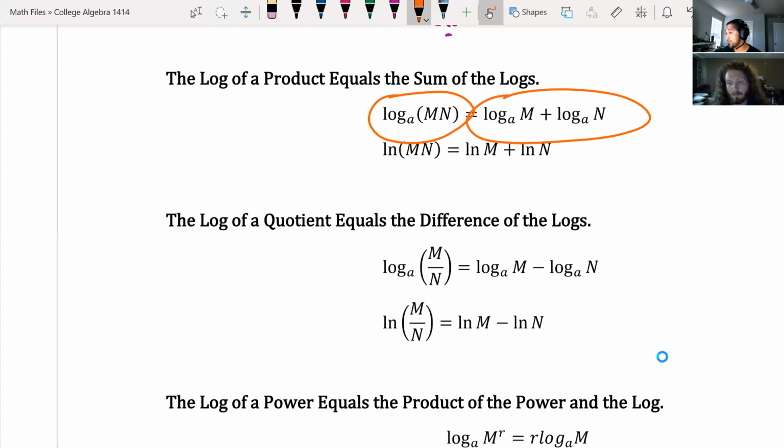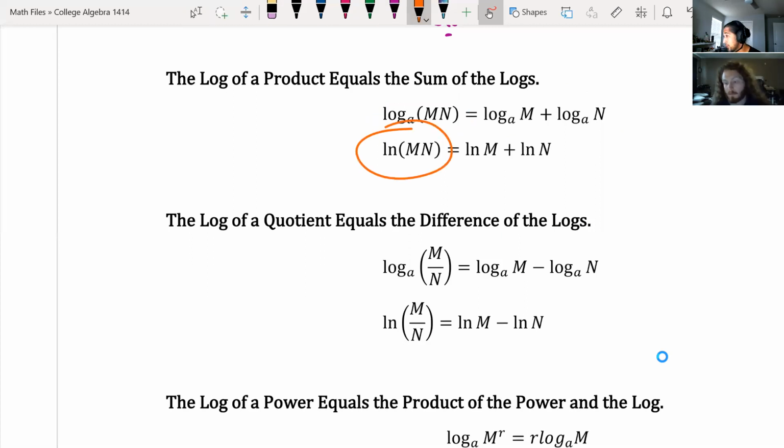If there were multiple terms inside the log, then you would keep expanding. If there was 3 terms, you'd have 3 logs, 4 terms, 4 logs, so on and so forth. And the properties hold the same for the natural log. The natural log of m times n is the natural log of m plus the natural log of n. And what's cool about these properties is you can reverse engineer them. You can take the sum of multiple logs and you can rewrite it back as the product of one single log.